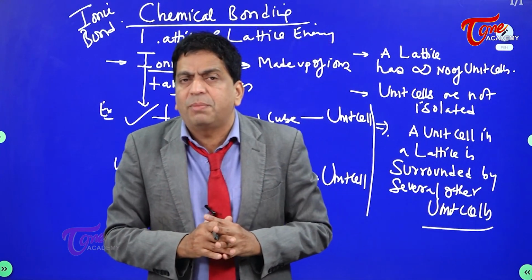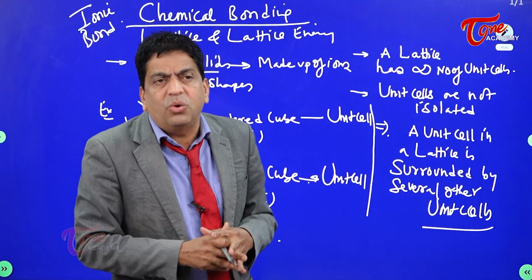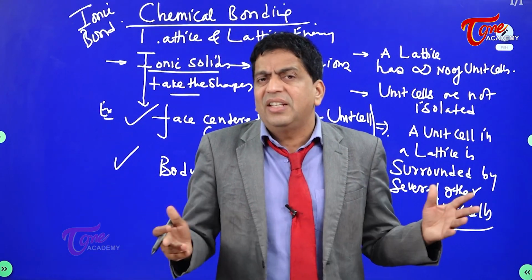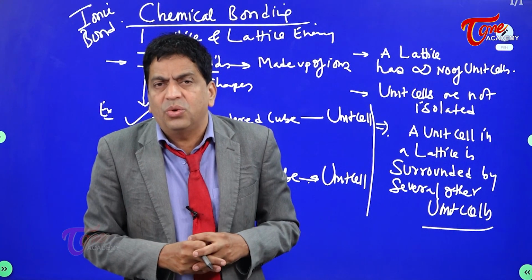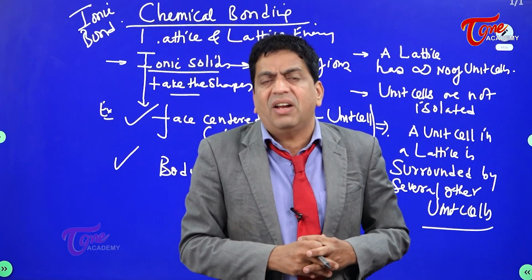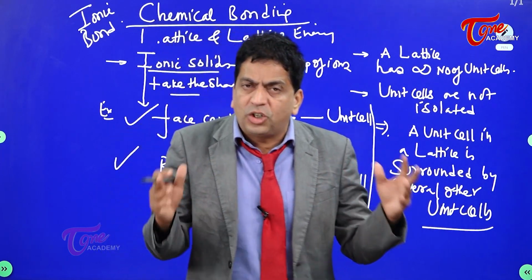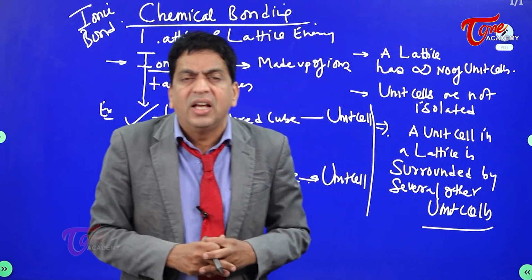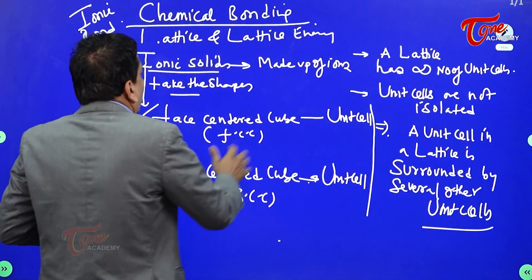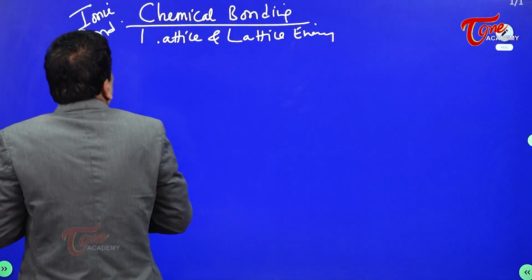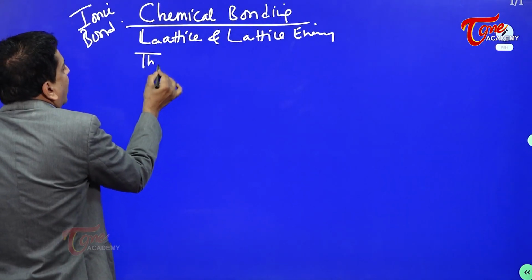Now let us be more specific and discuss which ionic compounds will actually get into the shape of a face-centered cube. Since they are surrounded by several other unit cells, what are their contributions and all these details? Some mathematics is involved here. I want you to listen to me carefully. Watch carefully here. Let us take the case of the face-centered cube.